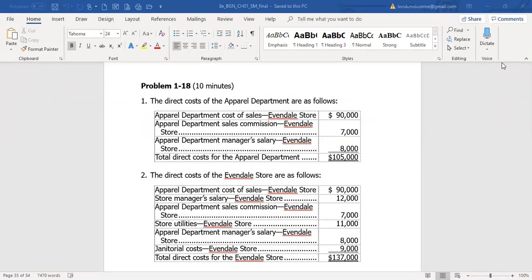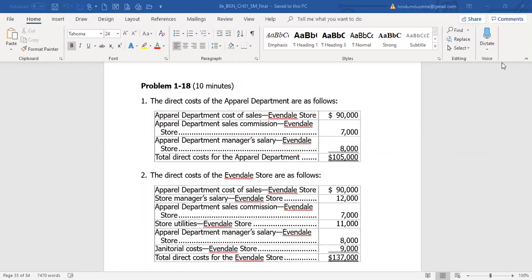So, we want to go through the various items and look for those items that are directly related to the apparel department. So the cost of sales for the apparel department, the sales commission for the apparel department, and the manager's salary. Those are specifically part of the apparel department at the Avondale store. Now there's other costs there. So let's see where they would fall.